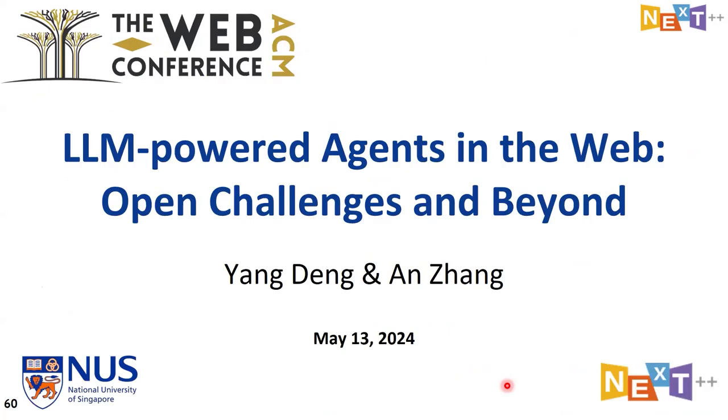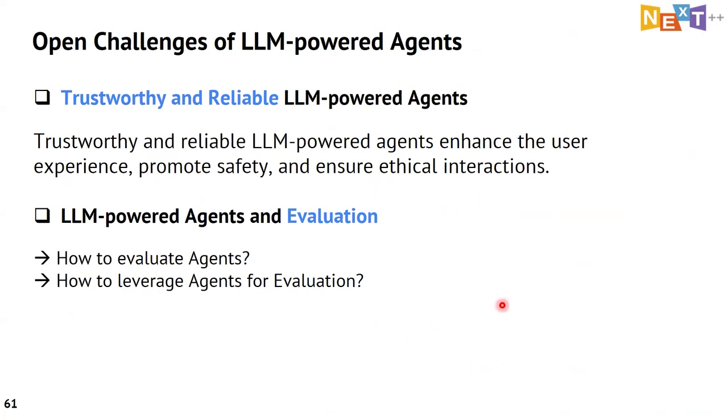And then for the next part, I will introduce the LLM-powered agent in the web with some open challenges and beyond, together with Dr. Zhang An. First, I will introduce the first part of the open challenges, which is about trustworthy and reliable LLM-powered agents. This means that we hope trustworthy and reliable LLM-powered agents can enhance the user experience, promote safety, and also ensure ethical interactions, rather than just accomplishing the task or achieving efficiency or effectiveness.